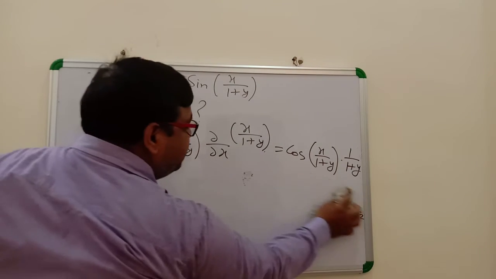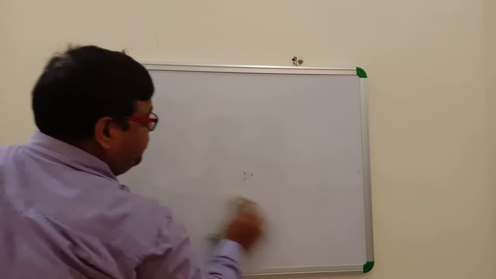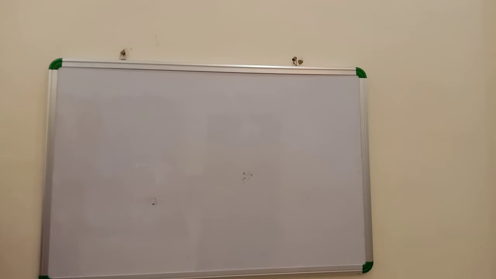Next, how we find the partial derivatives of an implicit function. If we are given some implicit function of x and y, then how do we find the partial derivative with respect to x and with respect to y?